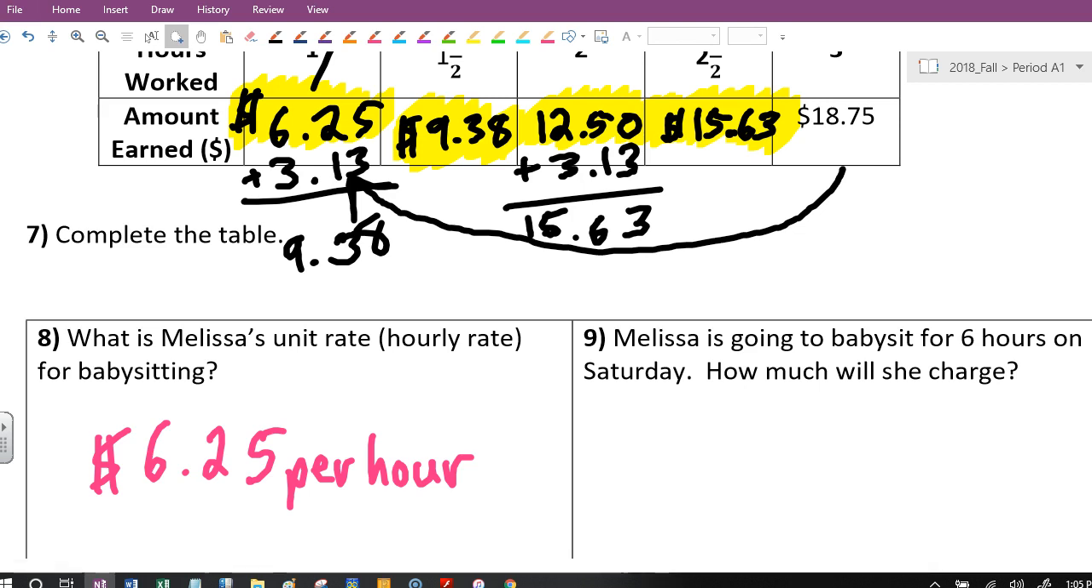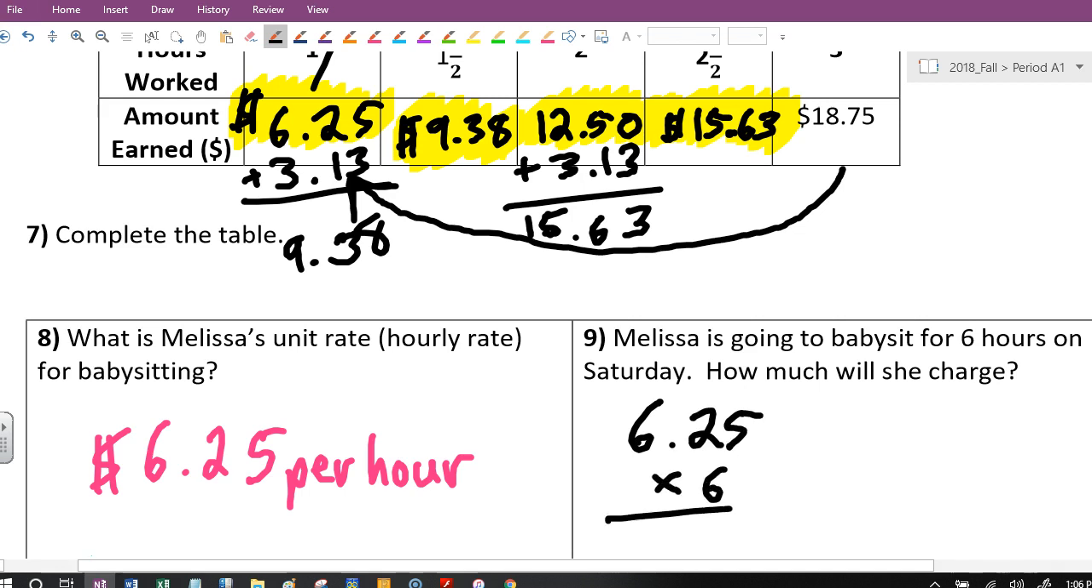Melissa is going to babysit for 6 hours. How much money will she make? Times 6, that's correct. Yeah, that's what I would do. 18.75 times 2. Excellent job. Thank you. That's right. 36.50. Any questions about this?